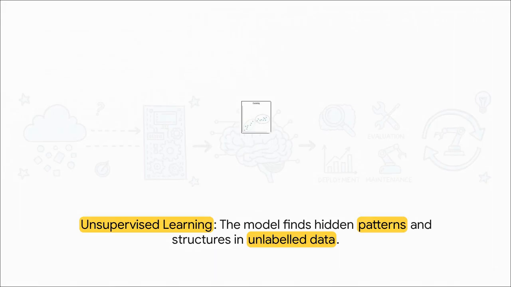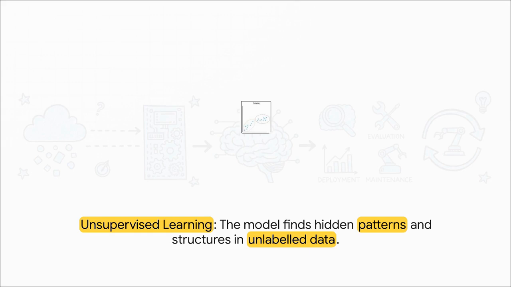Okay, but what if your data is a total mess? No neat labels. That's where unsupervised learning comes in. You just dump a mountain of data on the AI, let's say a bunch of customer buying habits, and you tell it, go figure it out. It has to find the patterns all on its own.